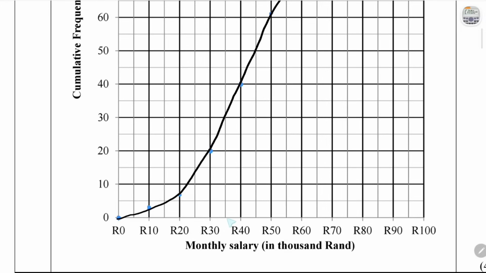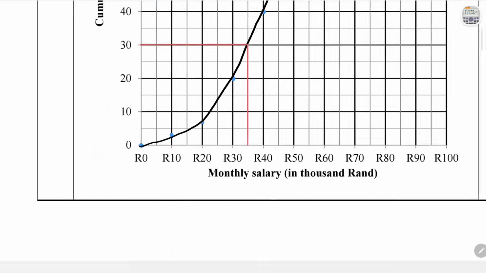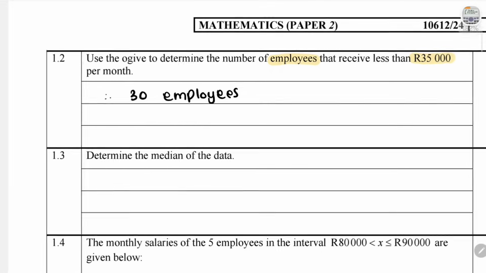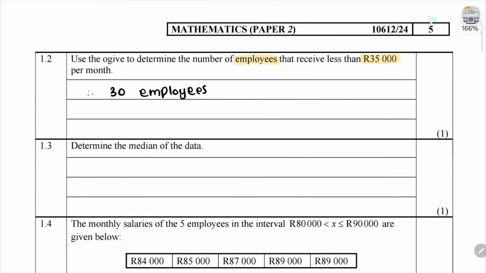So at 35,000, we draw a line to the ogive, and immediately we hit the ogive, we go to the left to see how many. So that's exactly about 30 employees. So we can just tell them this is 30 employees. They would be the amount that received less than 35,000 rand. Okay, moving on to the next question.